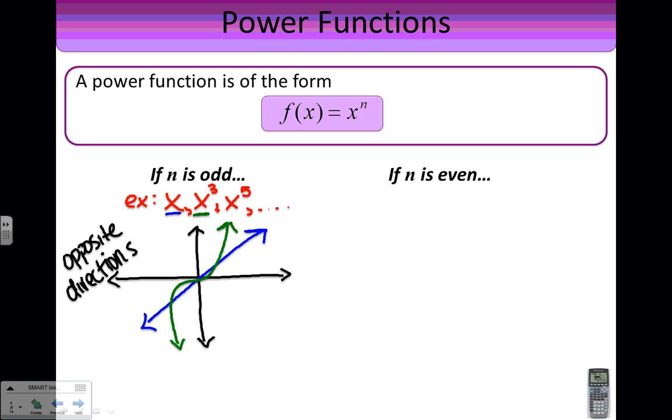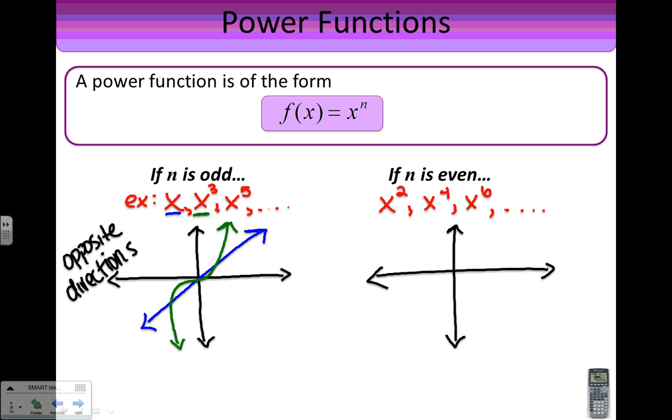On the other hand, if n is even, so for example, if we have x squared, x to the fourth, x to the sixth, and so on, that means our graph is going to start and end in the same direction. So for example, x squared is a parabola. So that starts high and ends high. X to the fourth does the same thing. It starts high, does a little something in the middle, and then ends high. So if n is even, the graph will always start and end in the same direction.